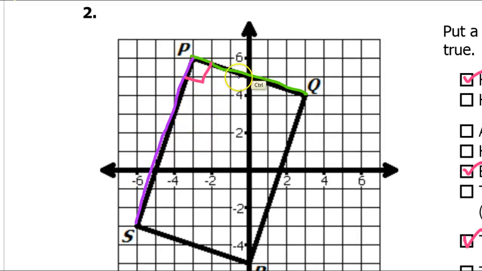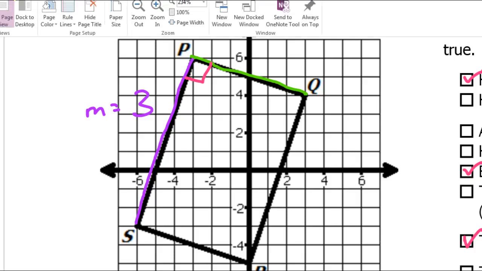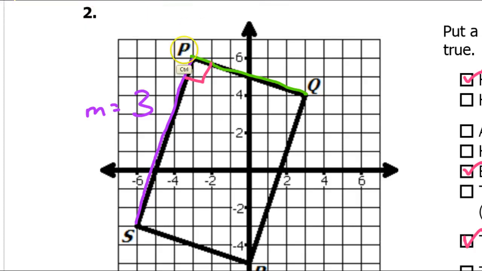And the way that I prove that segments are perpendicular is I check to see if their slopes are opposite and reciprocal. For example, if this purple side had a slope of 3, then if the green side is perpendicular, it should have a slope of negative 1/3 because that's opposite and reciprocal. Okay? So that's what I need to check.